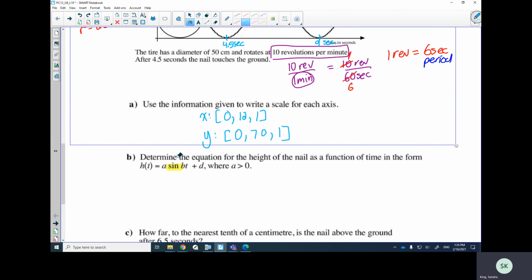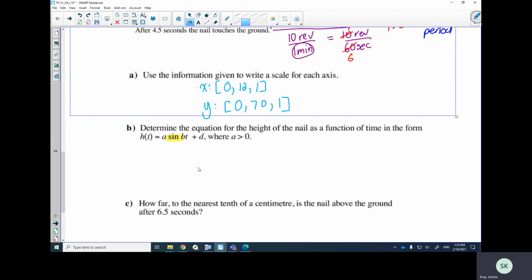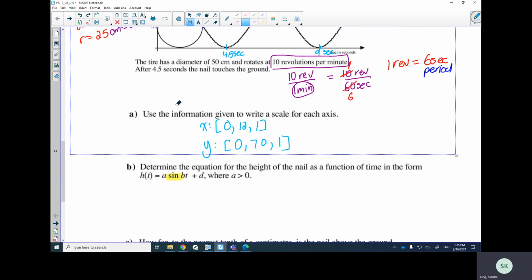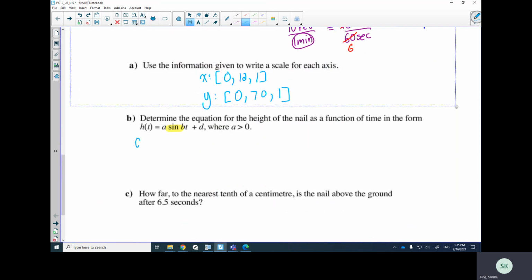Okay, determine the equation for the height of the nail as a function of time in this form here. So this tells me a few key things. They tell me it's a sine graph, okay? They tell me there's an A parameter, a D parameter, and a horizontal stretch. So there's no phase shift. That's what this is telling me, okay? So going based on this, I know what my amplitude is, right? My amplitude is the radius. My amplitude is 25. So I'm going to write my A is equal to 25.